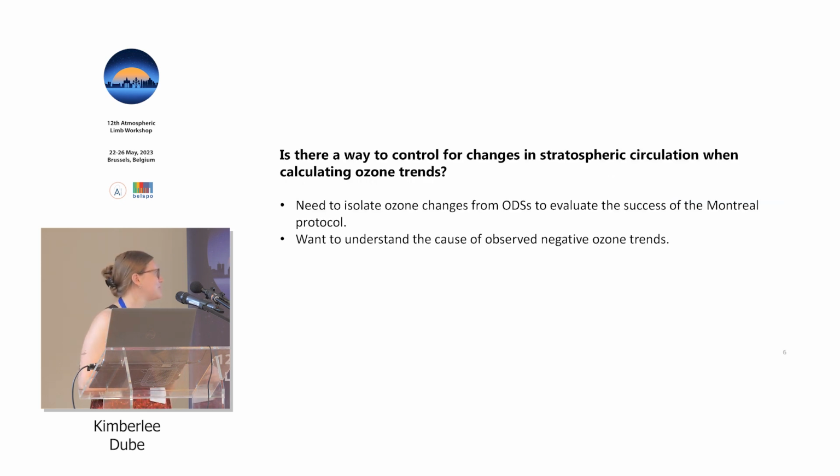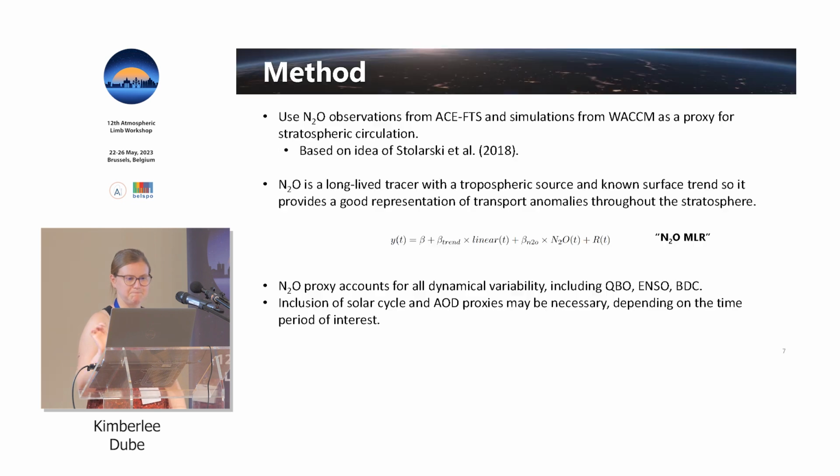So I want to know if there is a way to calculate or to control for changes in stratospheric circulation while calculating ozone trends. We want to do this so that we can isolate ozone changes from ozone-depleting substances in order to evaluate the success of the Montreal Protocol. And we also want to understand the cause of these observed negative ozone trends in the lower stratosphere.